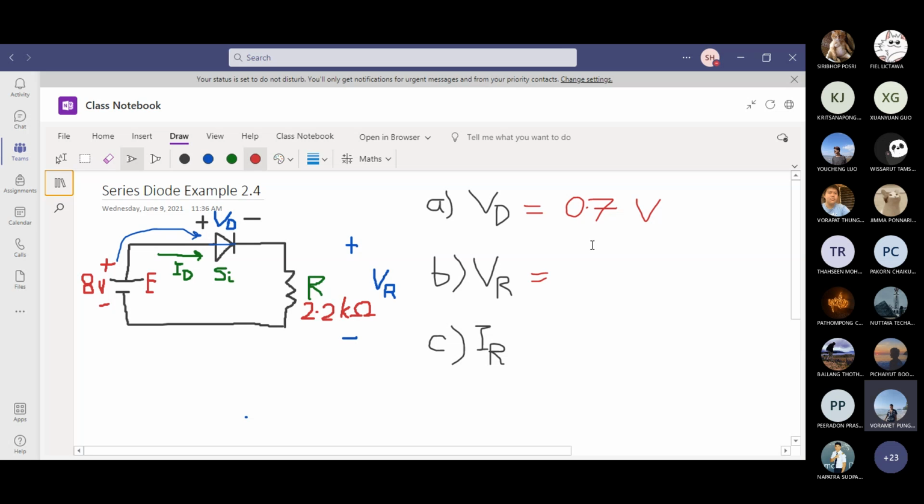7.3. 7.3 is the correct answer. 7.3 volts. How did you get that? This is the loop. Around the loop, the total voltage is 0. So 8 minus VD minus VR equals 0. What is VR then? 8 minus VD. 8 minus 0.7 is 7.3 volts.